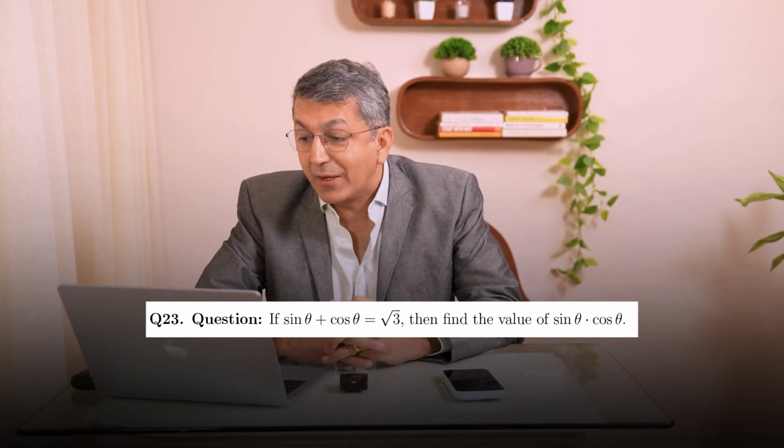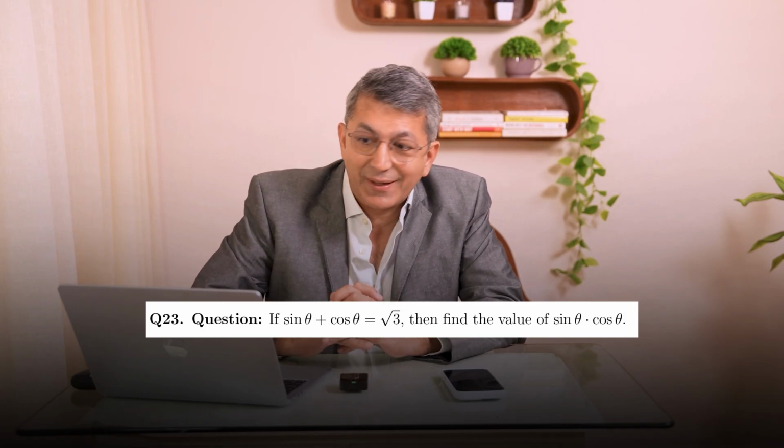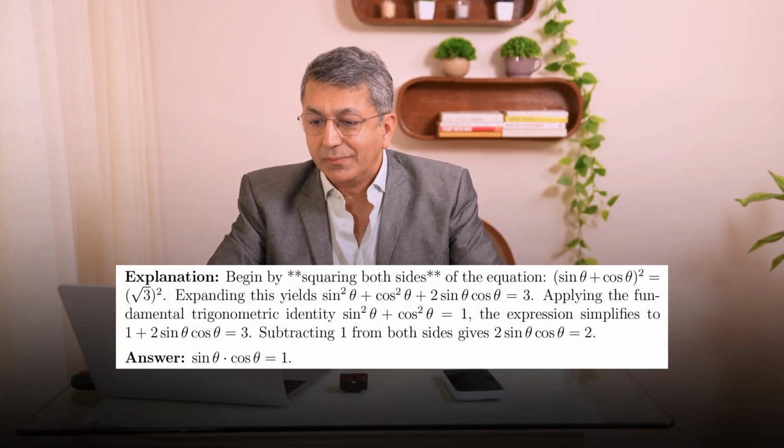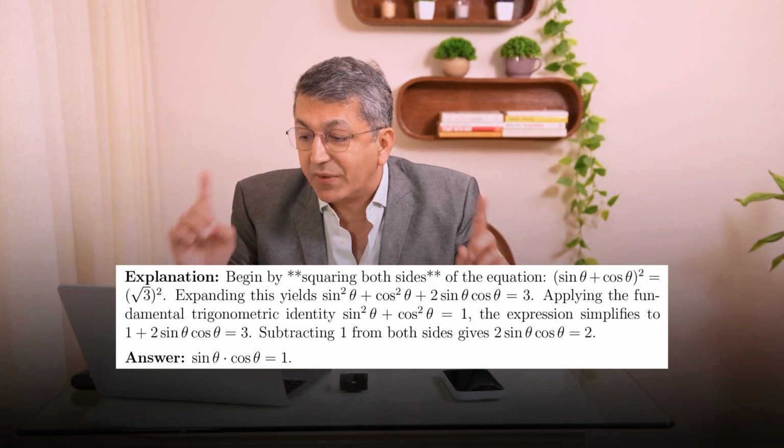Question: sin theta plus cos theta is equal to square root of 3. Then find the value of sin theta dot cos theta. Concept: trigonometric identities and algebraic squaring.